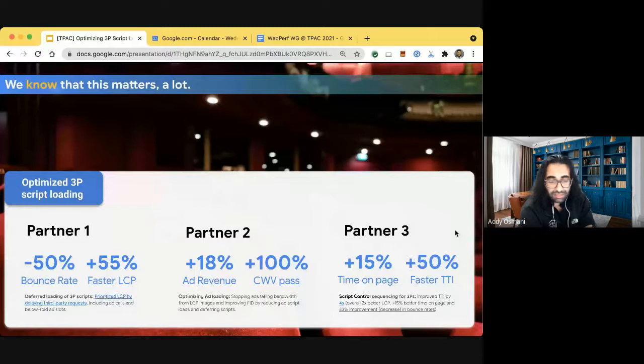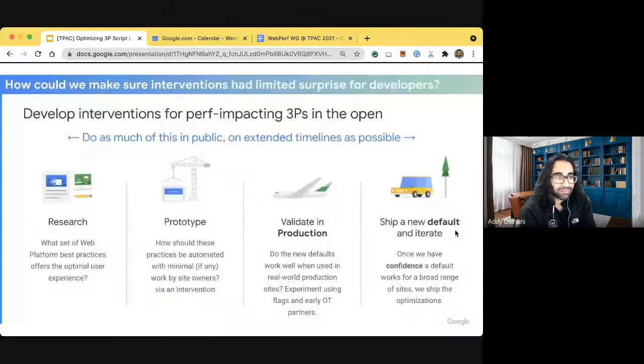That's not to say that this is a simple problem space and that interventions are an easy way to get these kinds of wins. But I do think it shows that there is potentially appetite in the ecosystem and also some room to be able to do this without impacting business outcomes in a negative way.